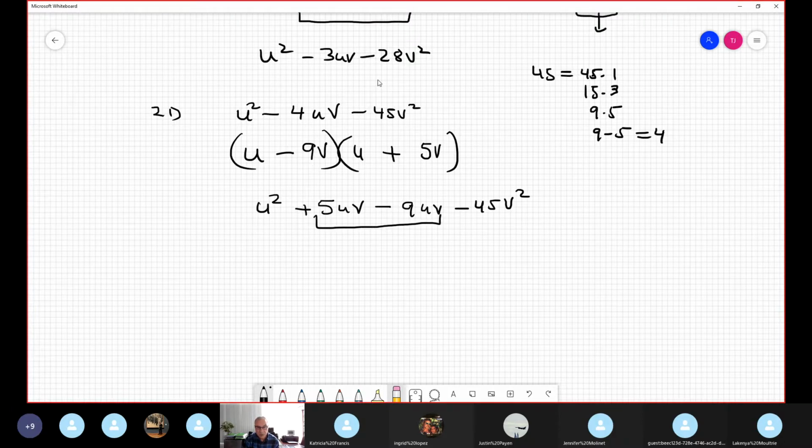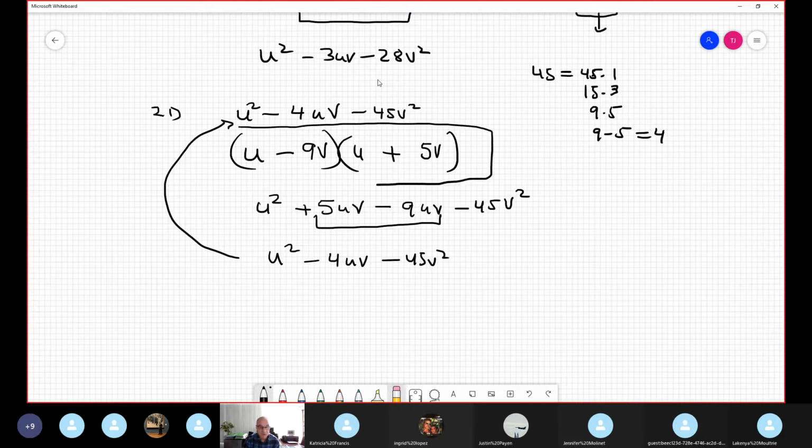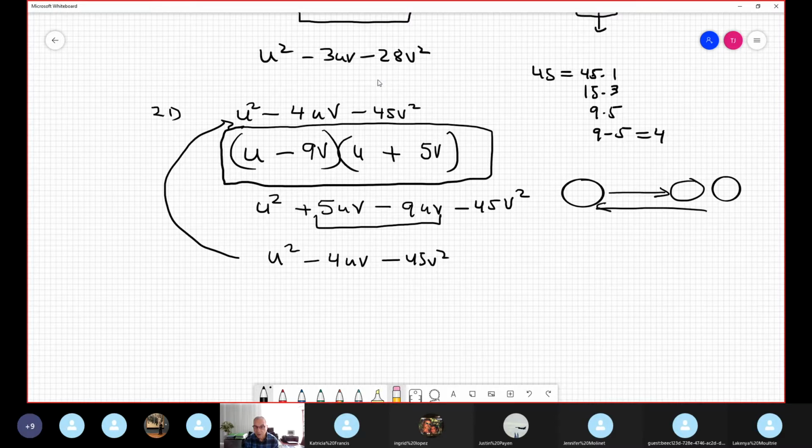And when you combine like terms, it's u squared minus 4ub minus 45b squared, and we come back to the beginning. This is just for checking this answer. Remember, we have an expression and we are doing the factorization: break it down into factors. The opposite direction is multiplication. You multiply this guy times this guy, and we come back to the beginning. This is the idea. Any question?